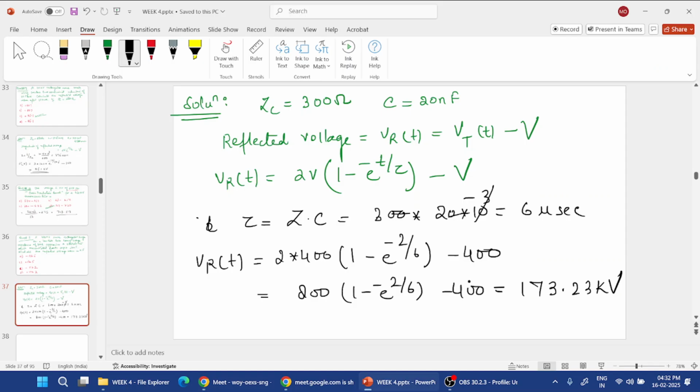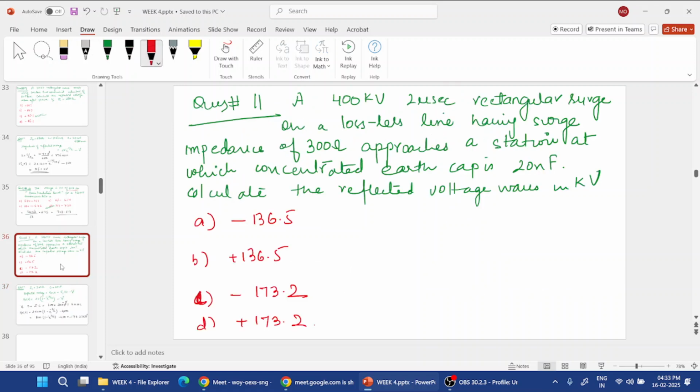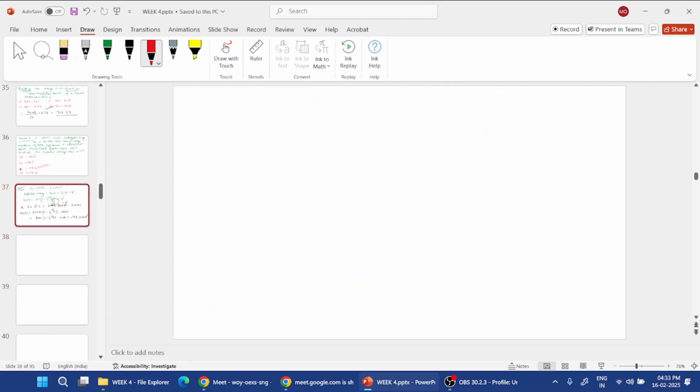No, it will come out to be this much in minus. Check your calculation, maybe you have calculated wrongly, no problem in that. So the correct answer will be C, minus 173.2.